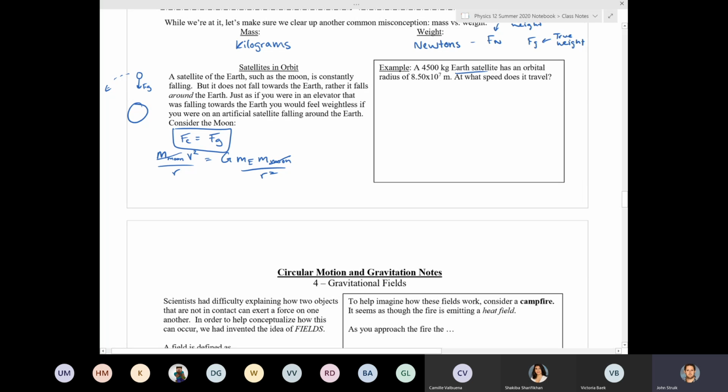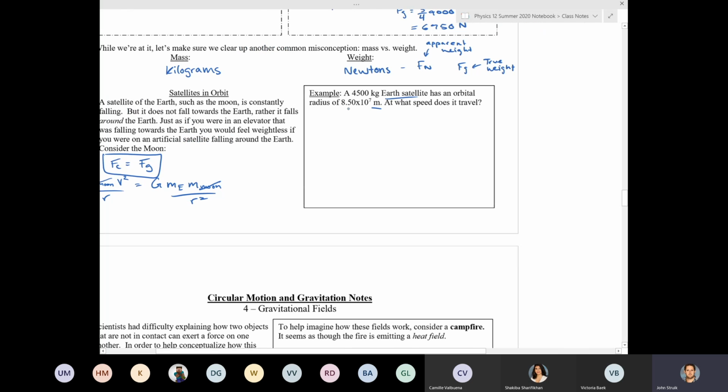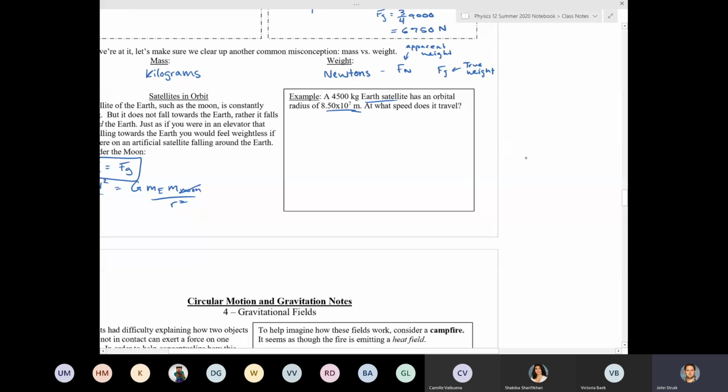A 4,500 kilogram Earth satellite has an orbital radius. This term, orbital radius, means that if this is the Earth and this is the satellite, the orbital radius is from the center of the Earth to the center of the satellite. This is different than if I were to compare it to the surface of the Earth. That is called altitude.